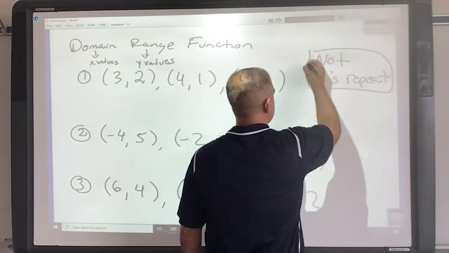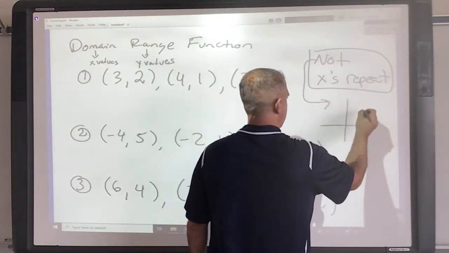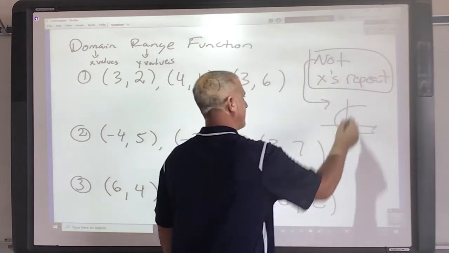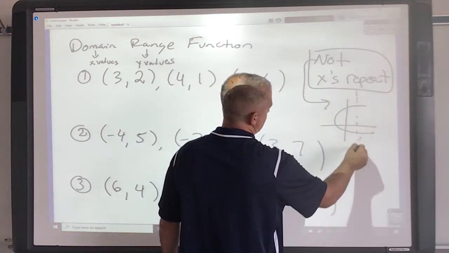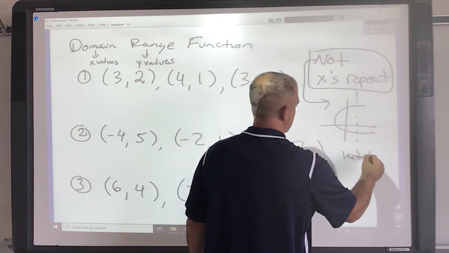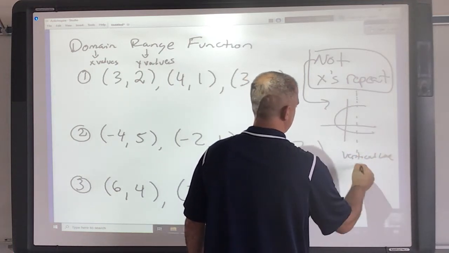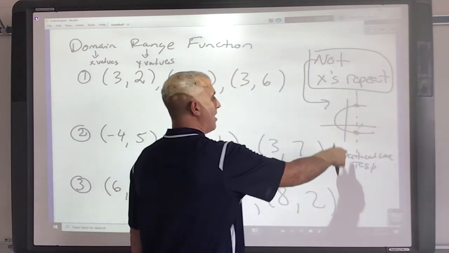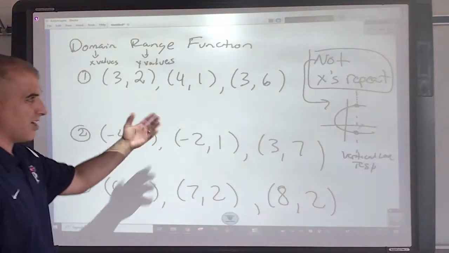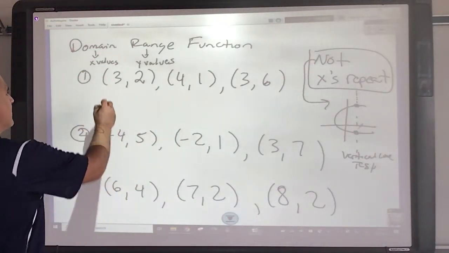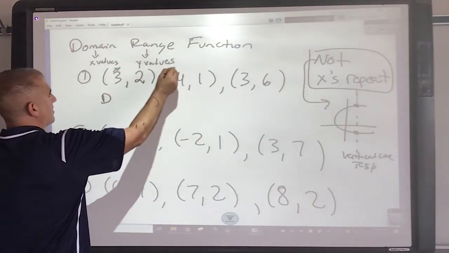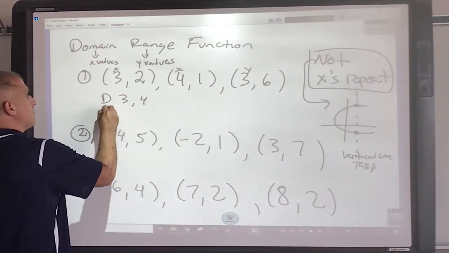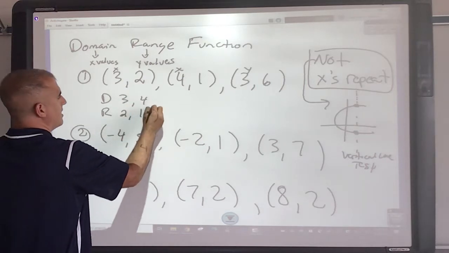The other way you know something is not a function is if you had a graph like this and you made a line through it. That's the vertical line test. Since it passes through twice, or more than once, this would also be not a function. We'll talk about that later. So the domain, very simply here, are these x values: 3, 4, and I've already written 3. The range is 2, 1, and 6.